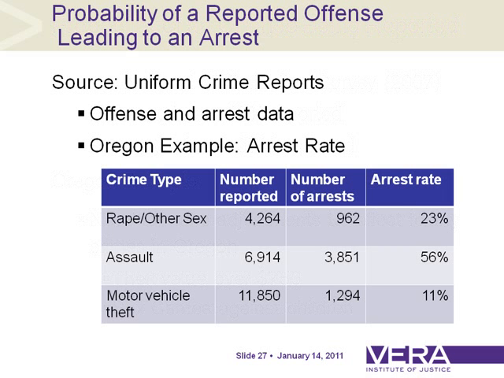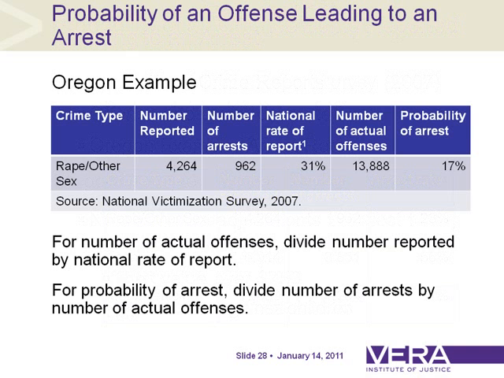So looking at how these probabilities work, this is taking some of the information from Table 2, and you can see that for the rape, other sex category, we had a little over 4,200 reported crimes. Under 1,000 of those ended in arrest. So we can see our arrest rate. Given that the crime was reported, about a quarter of those offenses ended in arrest. And we can see that those rates vary quite a bit by crime type. With motor vehicle theft, only around 1 in 10 of the reported thefts actually ended in arrest.